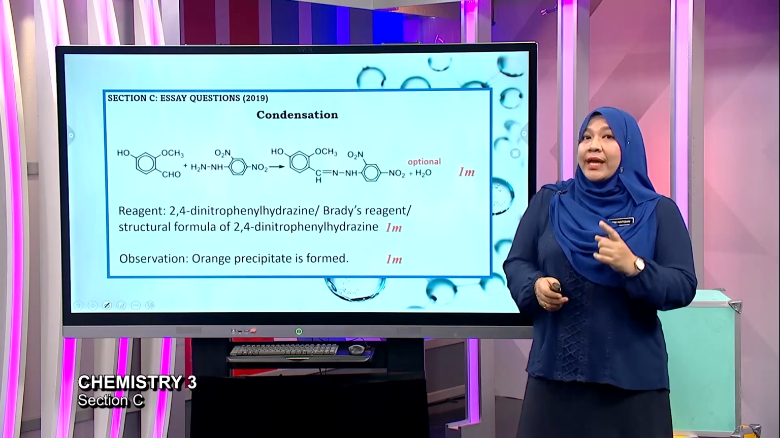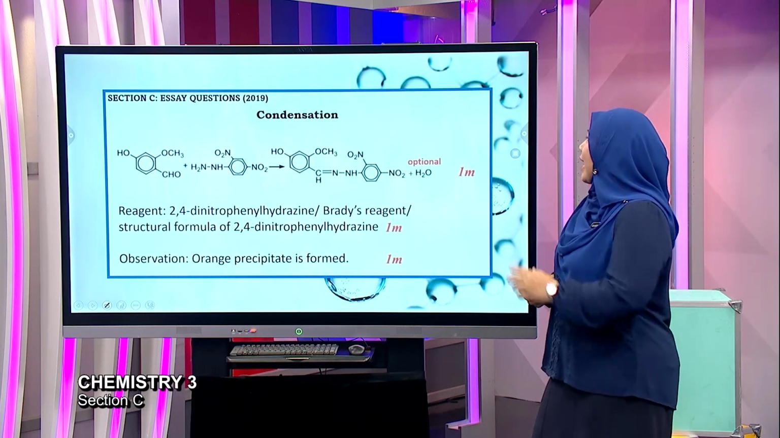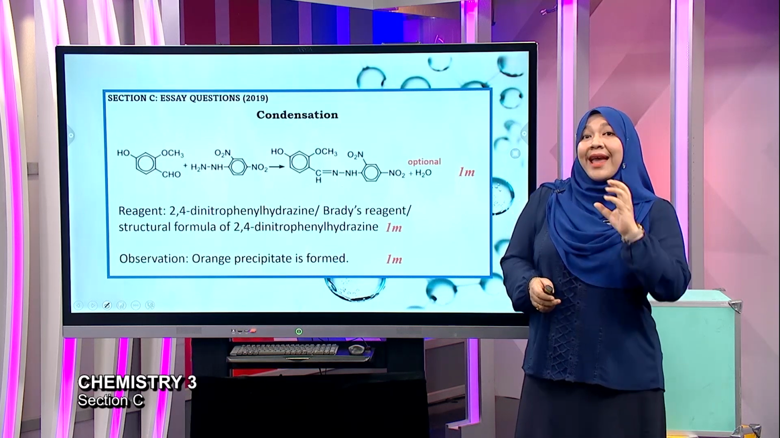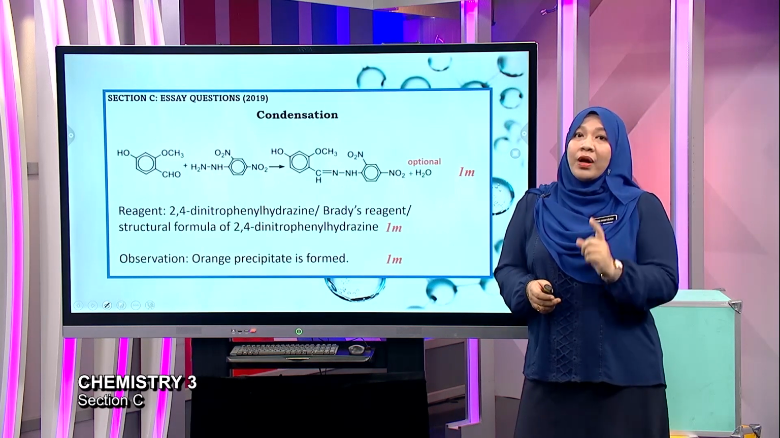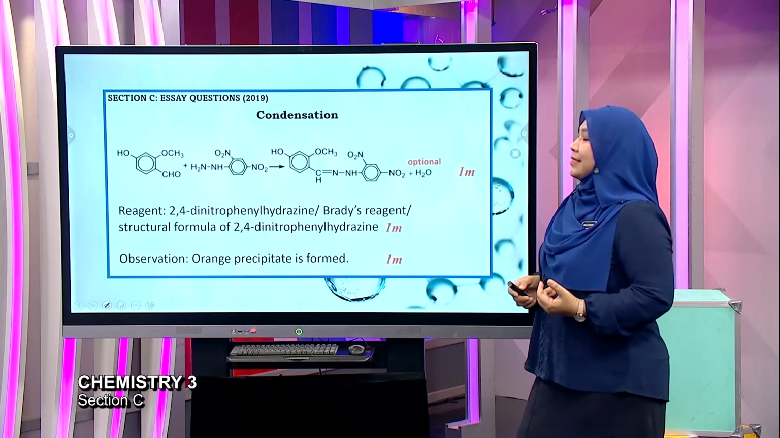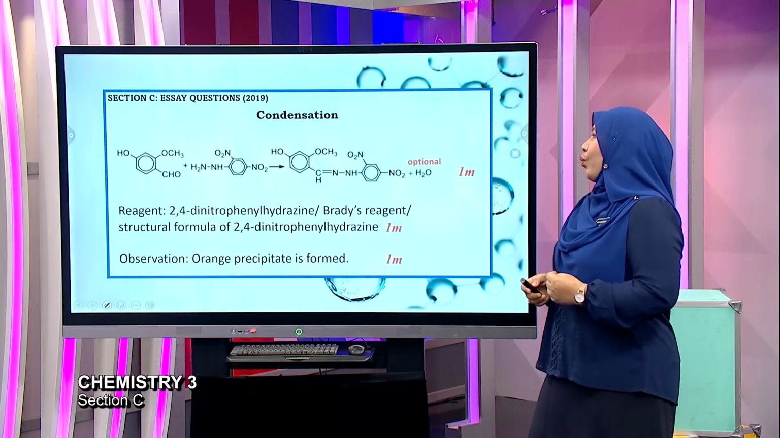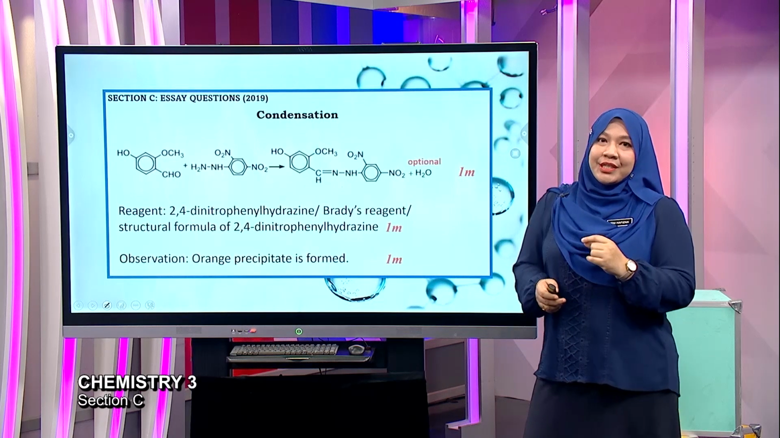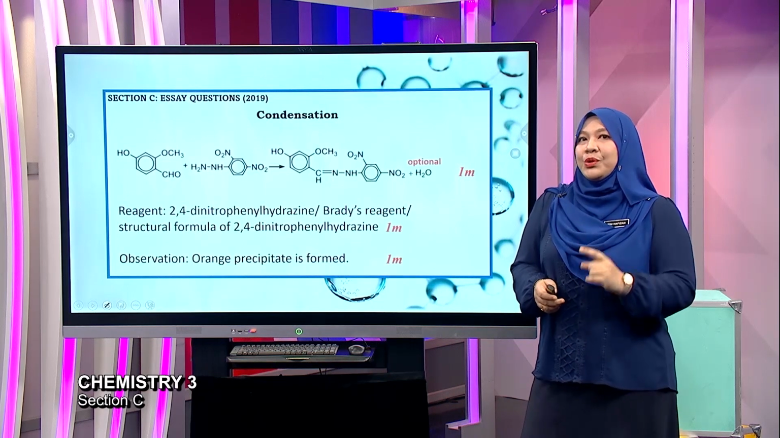Next, you write the chemical equation involved in the condensation reaction. As you can see here, we focus on the organic compounds from the reactants and the product. The side product that we get here, H2O, water, is optional. Either you write it down or not. So that is the correct chemical equation for the condensation reaction, which gives you 1 mark. And then the observable change for the condensation reaction is the orange precipitate formed, which gives you another 1 mark.